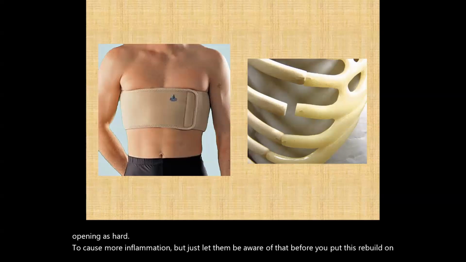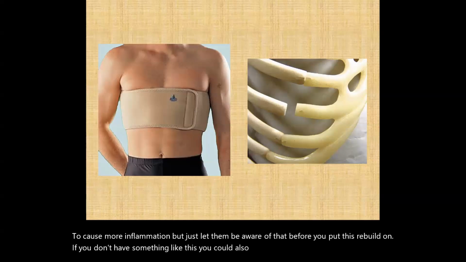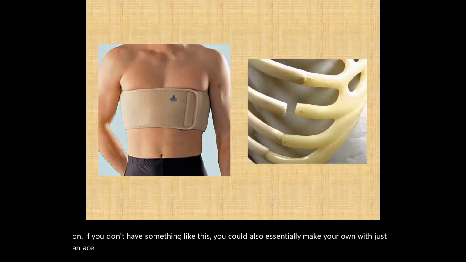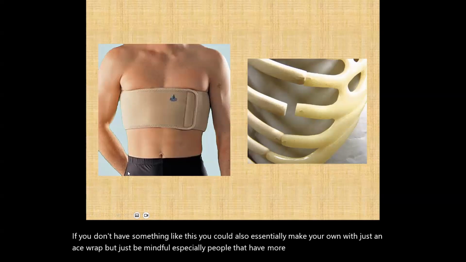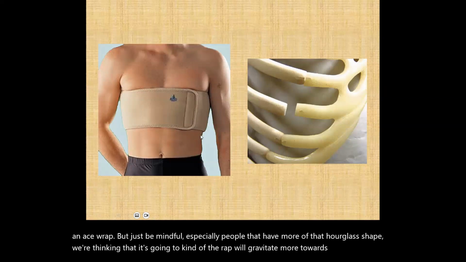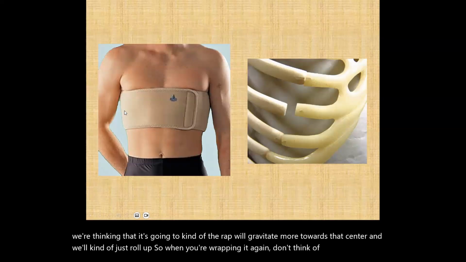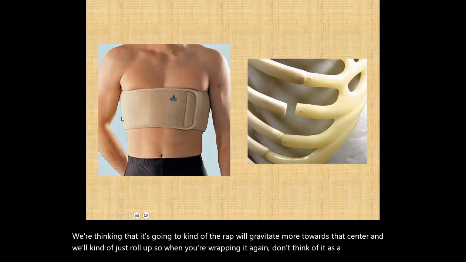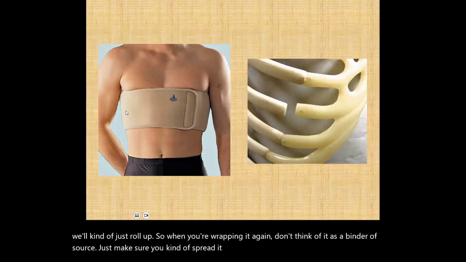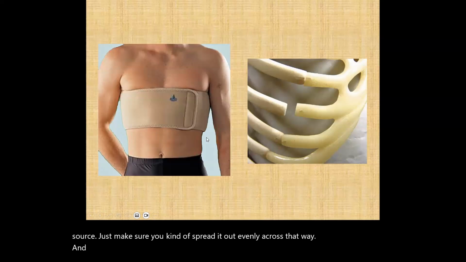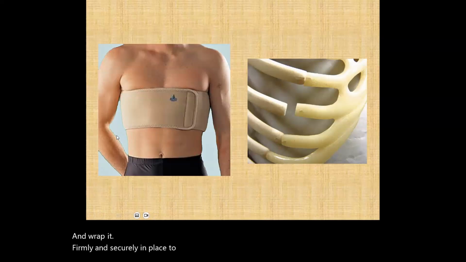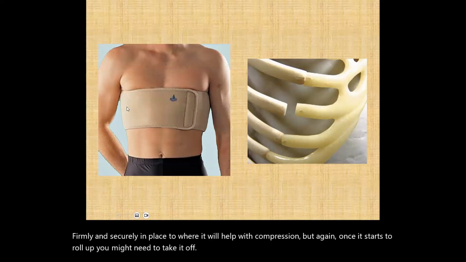If you don't have something like this, you could also essentially make your own with just an ACE wrap, but be mindful, especially with people that have more of that hourglass shape. The wrap will gravitate more towards that center and will just roll up. So when you're wrapping it, don't think of it as a binder of sorts. Just make sure you spread it out evenly across, and wrap it firmly and securely in place to where it'll help with compression. But once it starts to roll up, you might need to take it off and reapply later on.